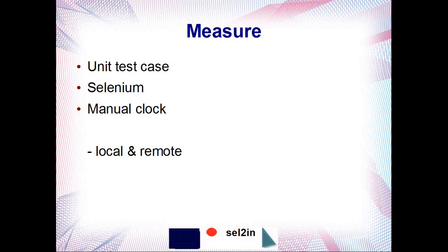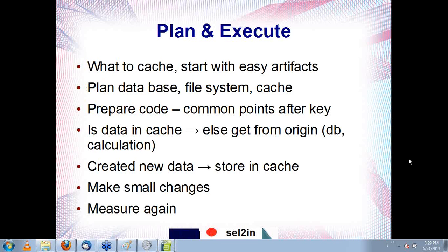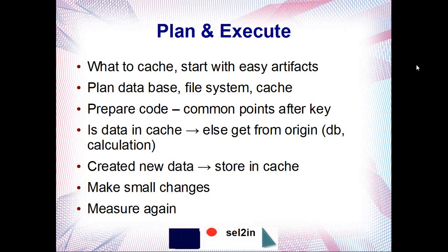So the best way to test, I would say, is through Selenium or JMeter, unit test cases, things like that. Though you could always do this with a manual clock, with cache and without cache. Before you measure it, you need to first plan out how you're going to be using your cache, and decide, like I said, what to cache. Then you need to plan your database and file system. If it's already a running application, you might not need to do this, but if you're doing it afresh, then you definitely should plan out when you're going to hit your database, when you're going to hit your file system, and when you're going to hit the cache.